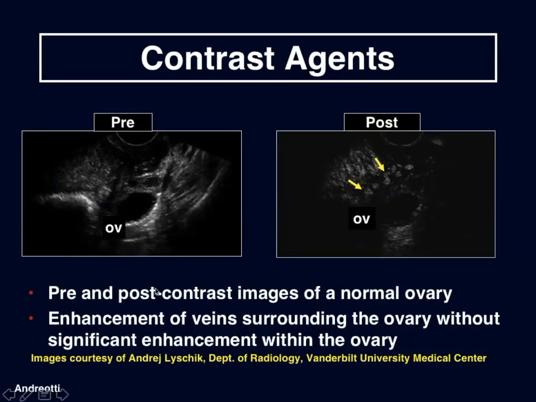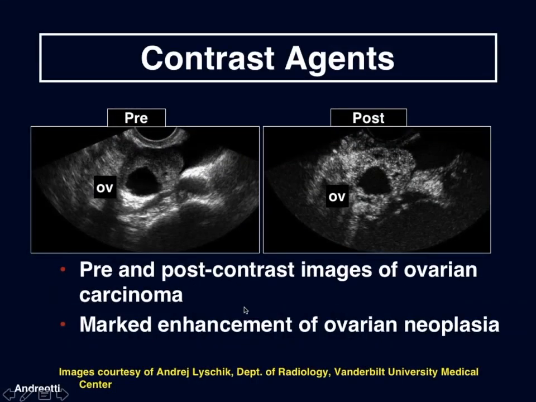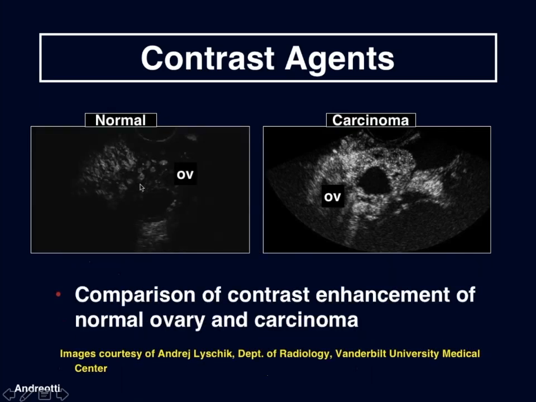So here we can see pre- and post-contrast images of the normal ovary here and here. An enhancement of veins surrounding the ovary can be seen, but the ovary itself does not really enhance very much. As opposed to an ovary that contains a neoplastic process, as we see here, there is marked enhancement of ovarian neoplasia. So here's just a comparison of a normal ovary where there is no contrast enhancement and a contrast enhanced ovary containing carcinoma.